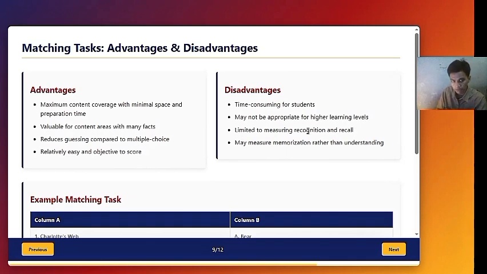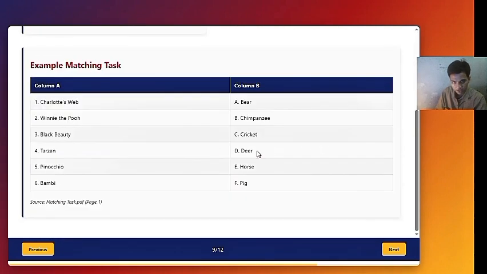Yeah, a student may just memorize it without actually recalling anything. It may measure memorization rather than understanding, as I said. And this is one of the examples from the book. Column A is the names of the books, the stories. While column B is the names of the animals presented in these books. So they need to match these.